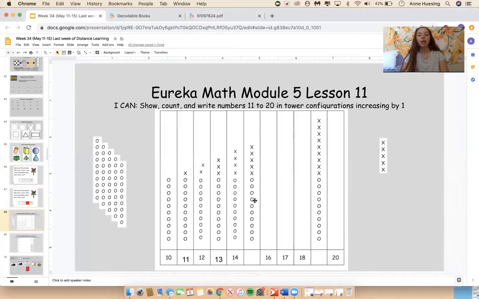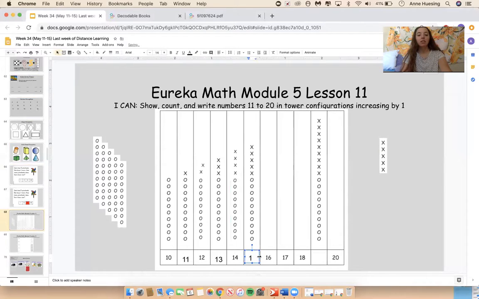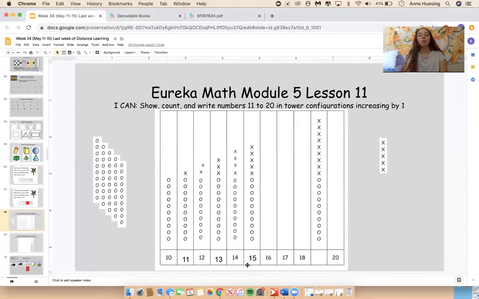That tells me we did it right. Very good. So now we have our next number. A group of 10 and 1, 2, 3, 4, 5 extra ones. 1 group of 10 and 5 extra ones. What number does that make? 15. 1 group of 10 and 5 extra ones. 1 group of 10, 5 extra ones makes the number 15.